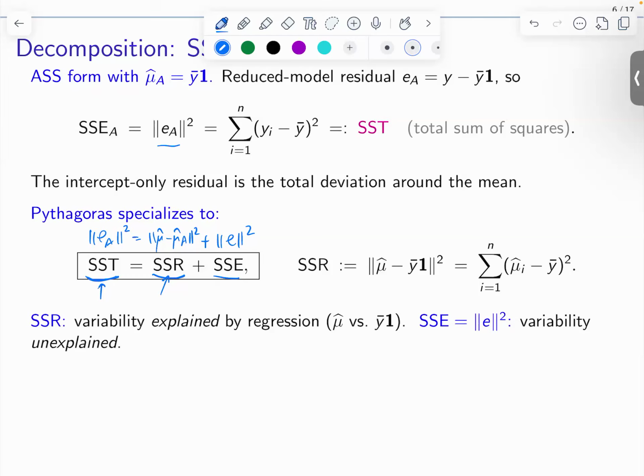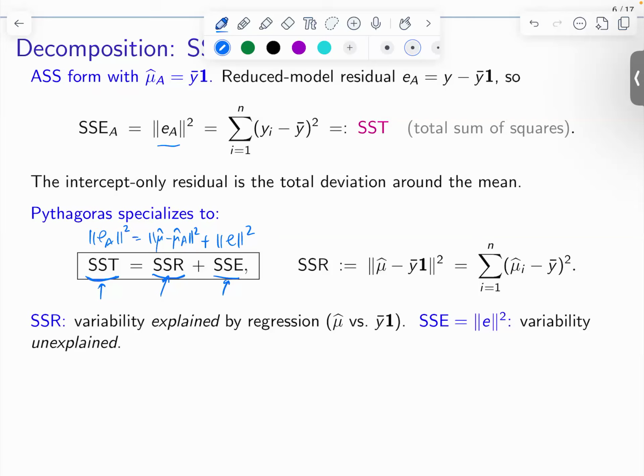Which is just the minimal amount of it. It's just the total variation, let's say. Okay? The total variation of y, which is the variation unexplained by the intercept model, is equal to the variation explained by the regression plus the variation unexplained by the regression. So if SSR is big compared to SSE, they have to add up to SST. How much of it is picked up by the regression versus left unexplained is exactly captured in this decomposition.